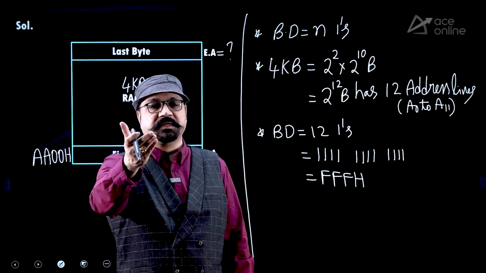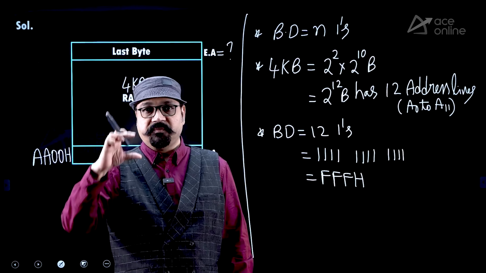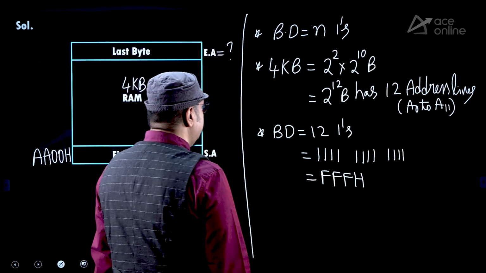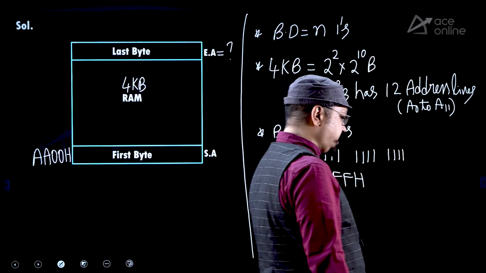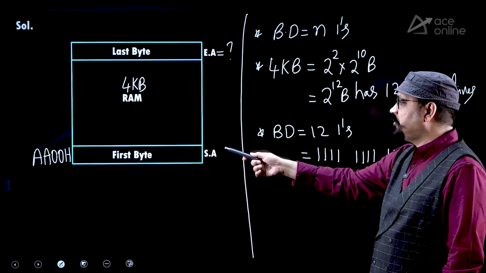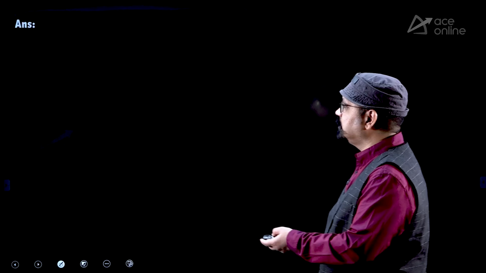What about the starting address and end address? Earlier, 8 KB was 1FFF. In the same manner, these are standard sizes and standard byte differences. But that is not the answer. They are asking about the end address. So what we know now: we know the starting address, we know the byte difference. So how will you get the end address?